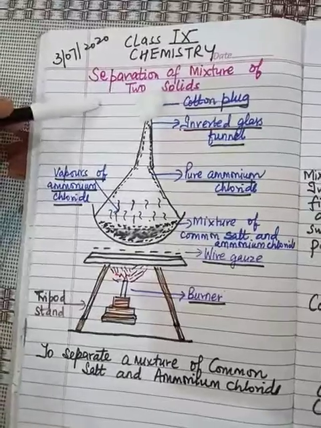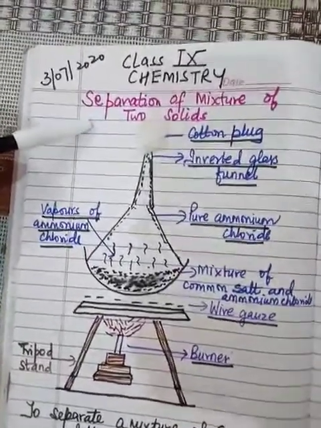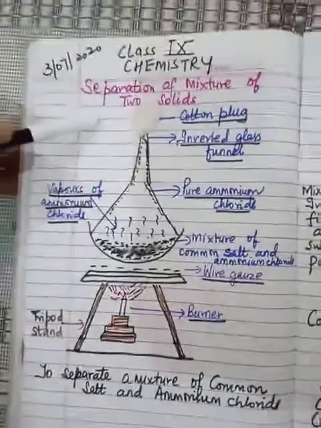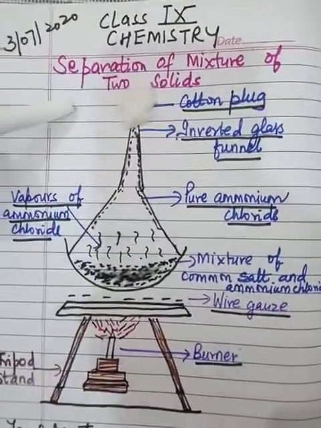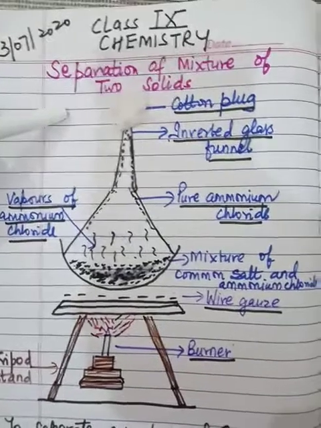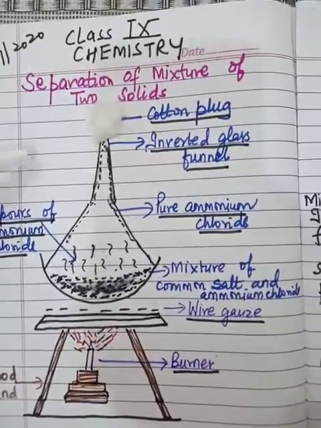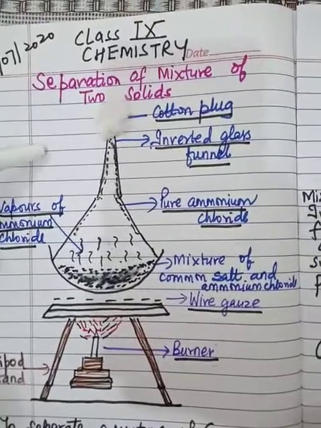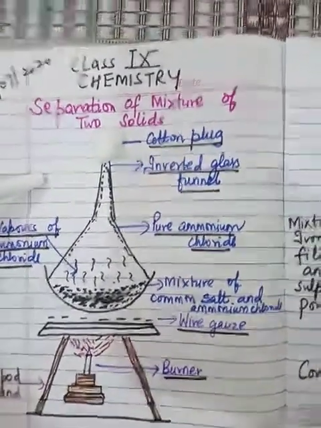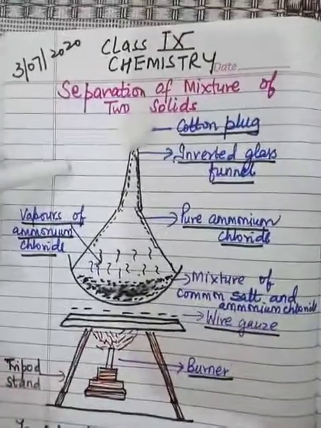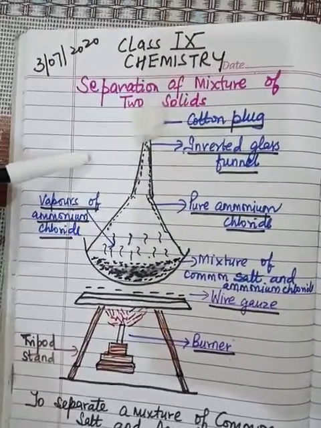Good morning, class. Today, in continuation of the topic separation of mixtures of two solids, I'm going to explain to you about the process of sublimation and separation by a magnet. We already studied the process of sublimation. Let us revise that the changing of a solid directly into vapor on heating, and of vapors into solid on cooling, is known as sublimation.